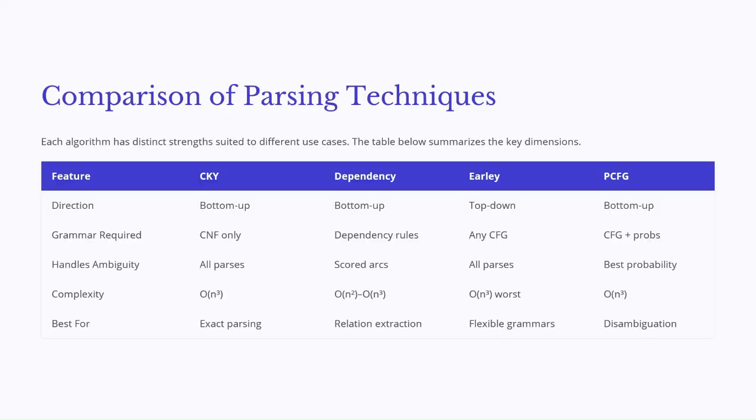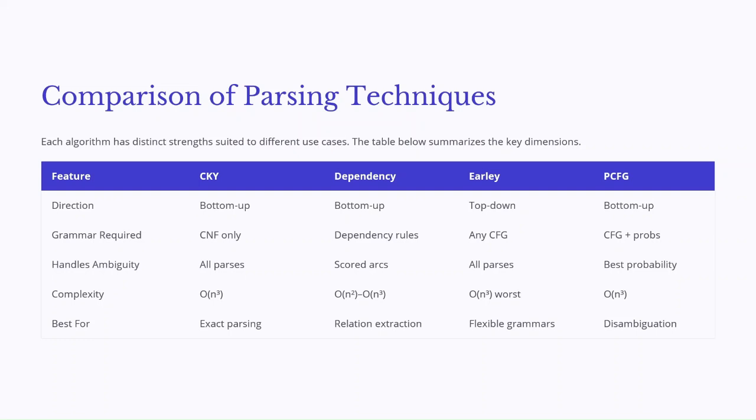So the comparison of the parsing techniques: CKY, dependency, Earley and PCFG. CKY and dependency are bottom up. Even PCFG is bottom up. Only Earley is top down. Here CNF is used in CKY, dependency rules in dependency parsing, any CFG can be used in Earley, and PCFG uses probability values. For handling ambiguity: all parses, all parses, and the best probability. So PCFG is based on the best probability.